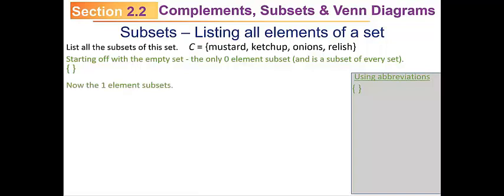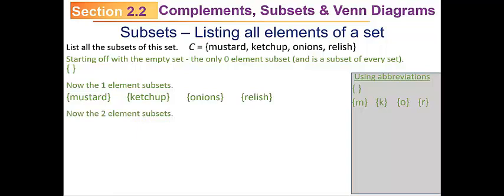Now let's move up to the one element subsets. We'll just take each condiment one at a time and put it in a set. So you start off with mustard, you do ketchup, you do onions, you do relish. That's all the possible subsets with just one element.